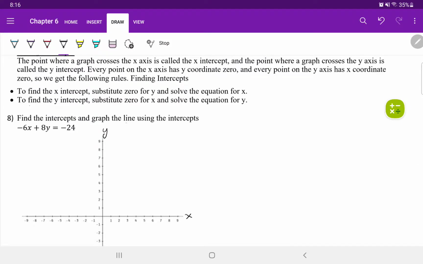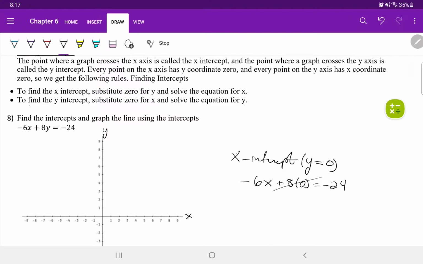Find the intercepts and graph the line using the intercepts. Negative 6x plus 8y equals negative 24. Let's first find the x-intercept. And when we want to find the x-intercept, we set y equal to 0 and we solve for x. Negative 6x plus 8 times 0, because y is 0 in this case, equals negative 24.